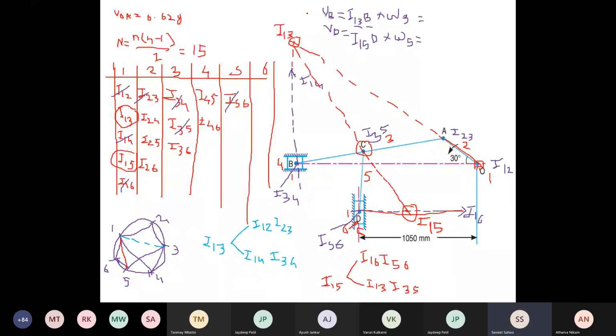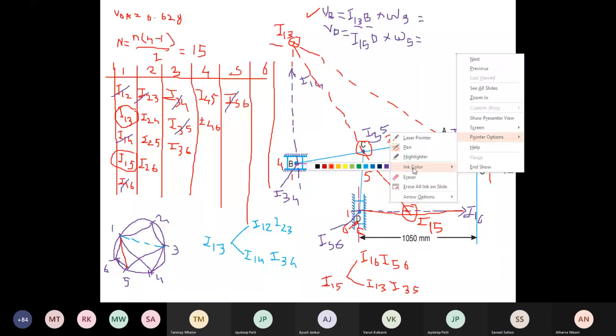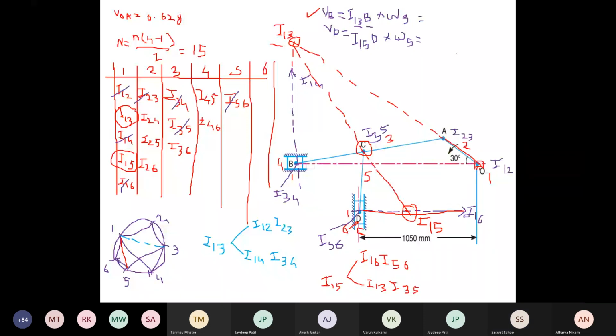Now I have to come to the answer. See, the first one: velocity of B is equal to omega 3 into I13B. Which distance was it, from here to here? You have to measure the distance I13 to B, multiply it by omega 3, and you will get the answer.